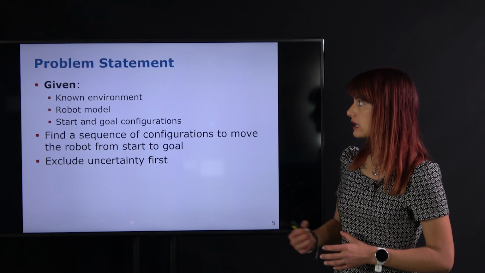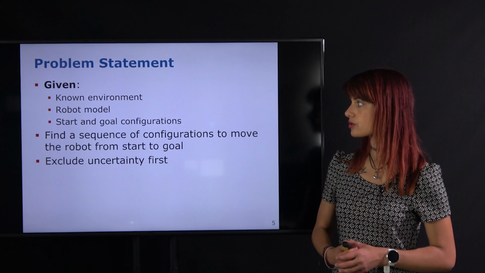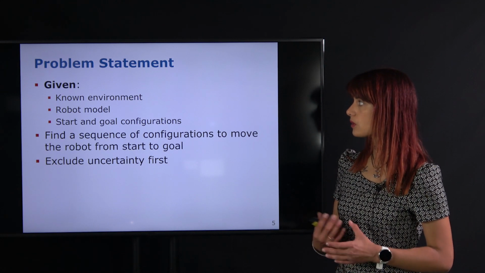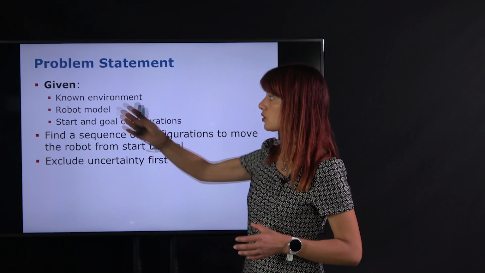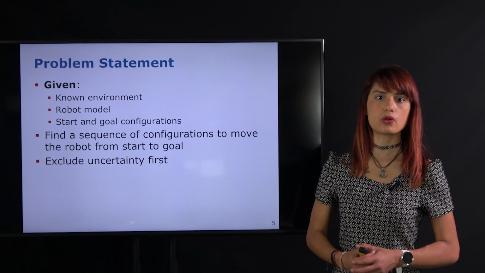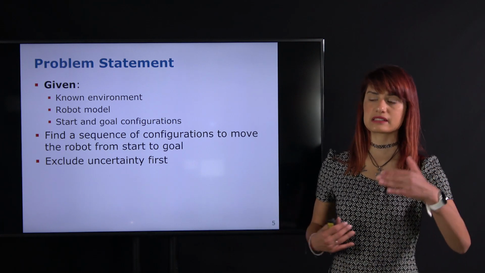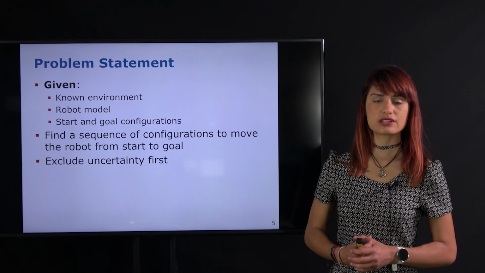So with this, we can now define more concretely a sampling-based approach. What a sampling-based method needs is a known environment. So we assume we know the geometry and the locations of all the obstacles, as well as the extent of the robot coordinates of its configurations.